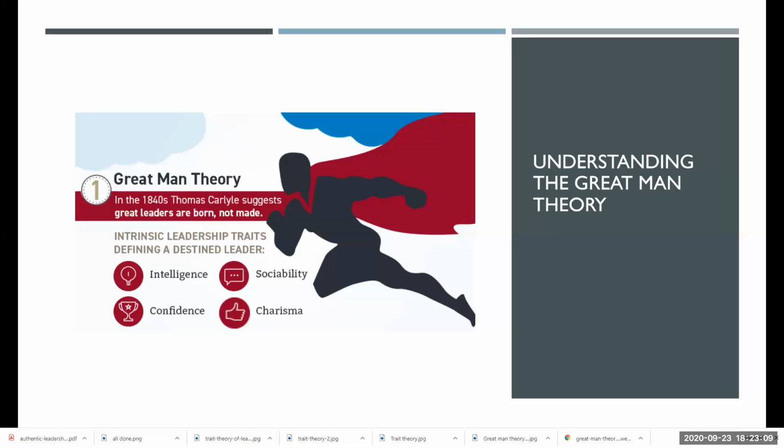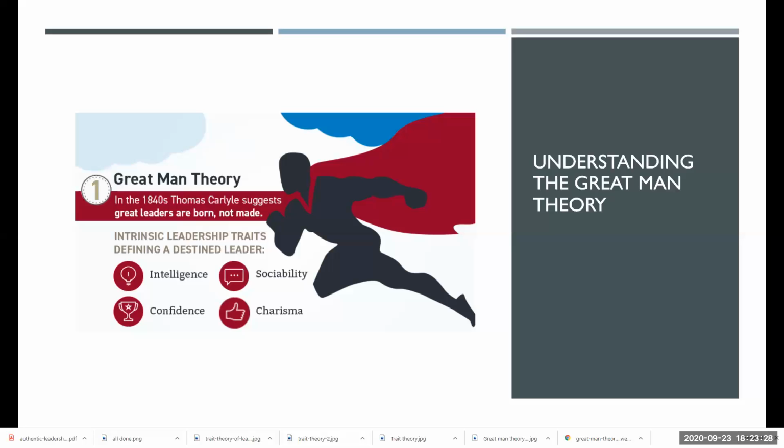Intelligence, confidence, charisma, sociability. There are many more, and one of the components of his theory had a physiological component, which meant that he looked at the physical traits, the physical attributes of men, and he came to conclude that these physical attributes were in fact linked to success.